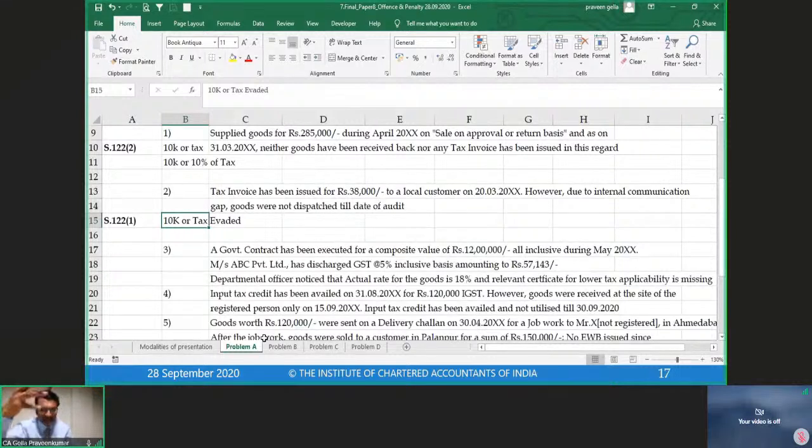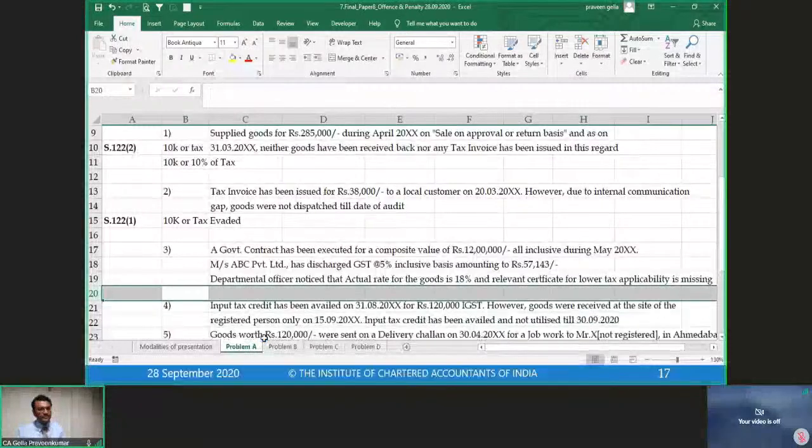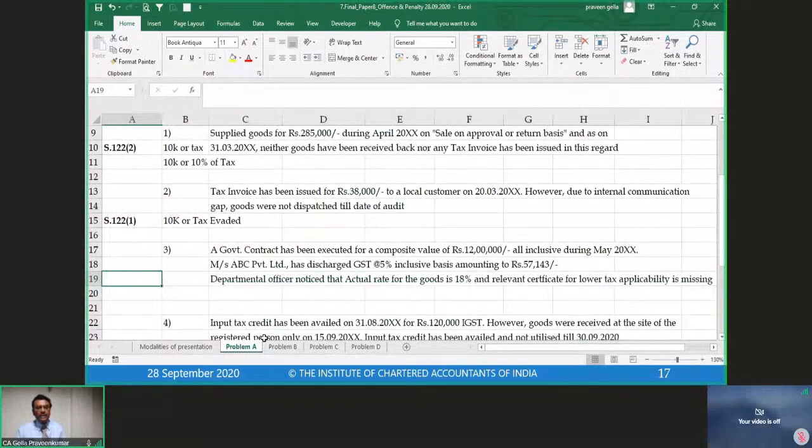So there is a miscommunication internally, because of which the goods are lying over there. Now, the officer will say it is falling under bucket 2. I have to establish that this is falling in bucket number 1, whereby 10,000 will be my tax penalty which is applicable. Scenario 3.